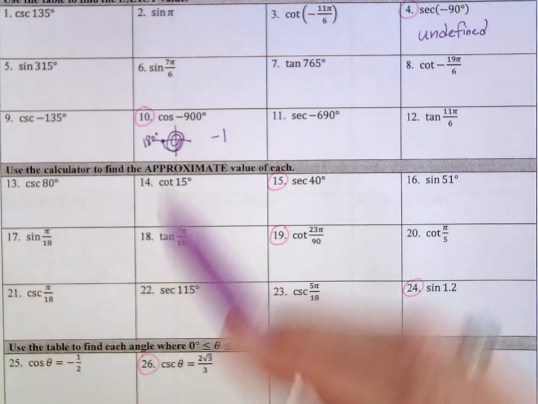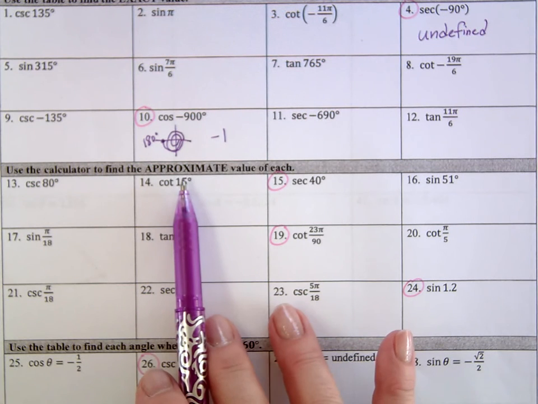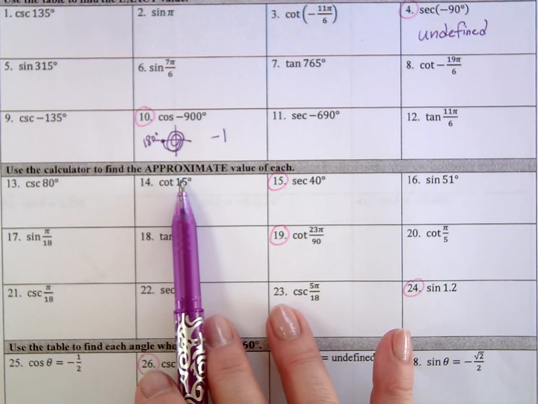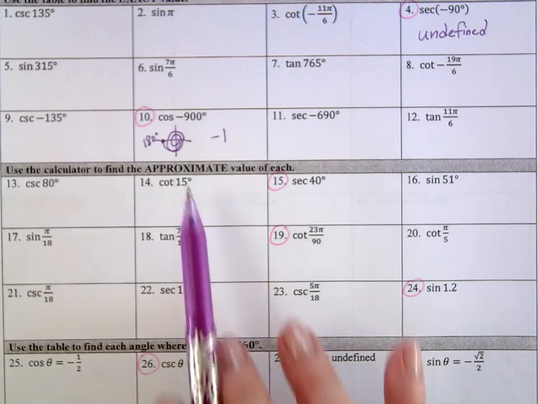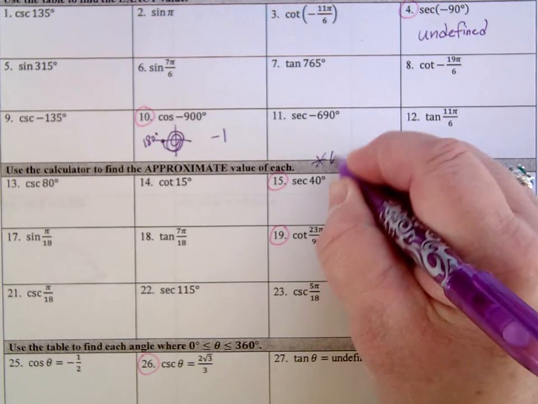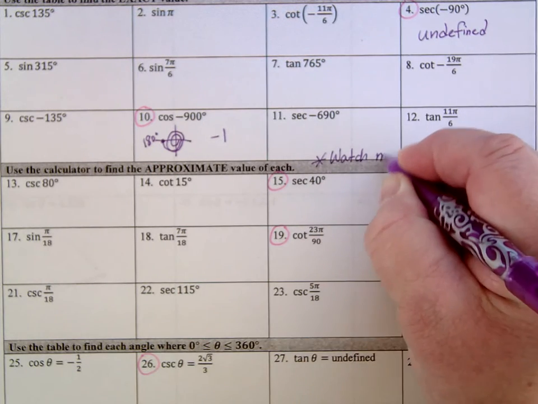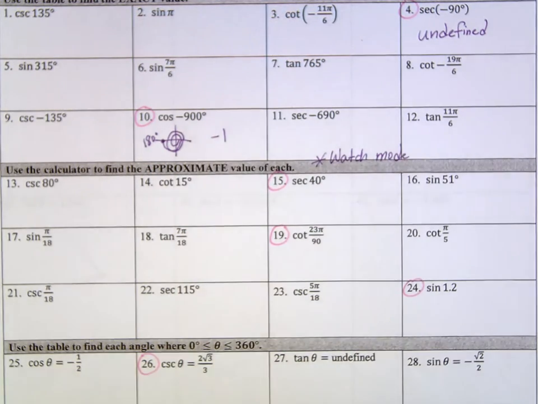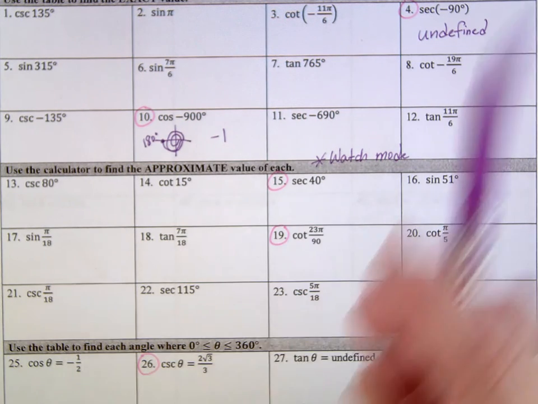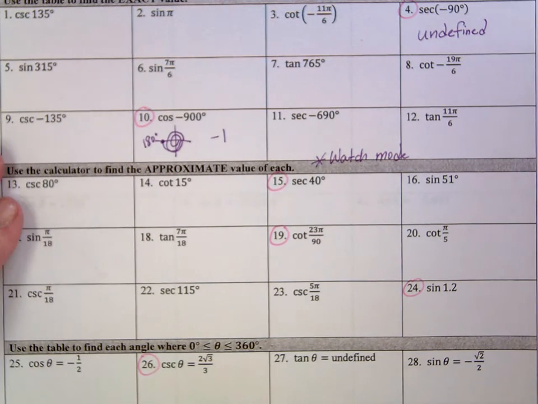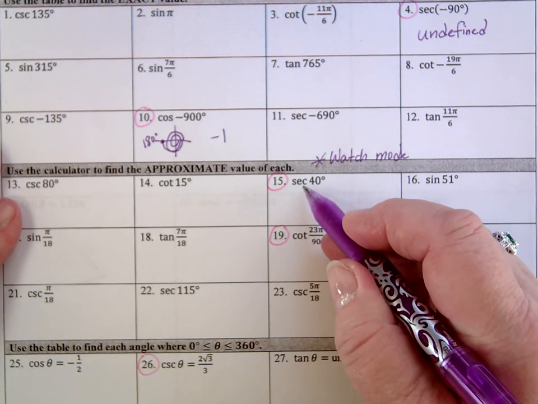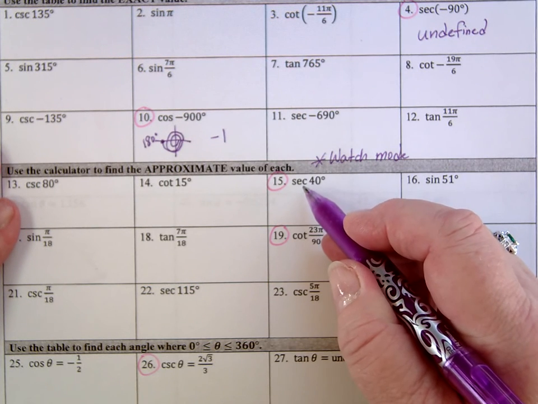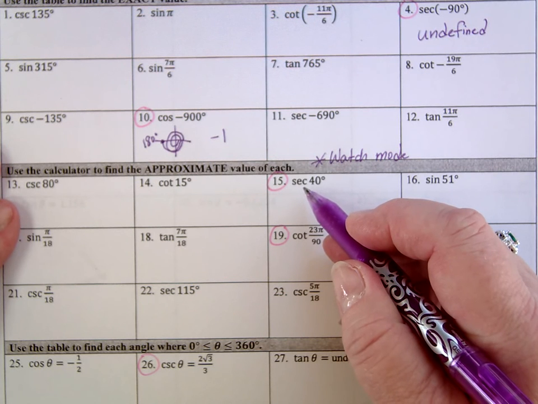All right, second kind says use your calculator to approximate each value. You've got to watch the mode on these. Watch your mode, because you either have to be in degrees if it's in degrees, or you have to be in radians if it's in pies. So I'm going to do this first one in degrees. Secant I don't have on my calculator. I have a choice of sine, cosine, and tangent, and that's all I got.